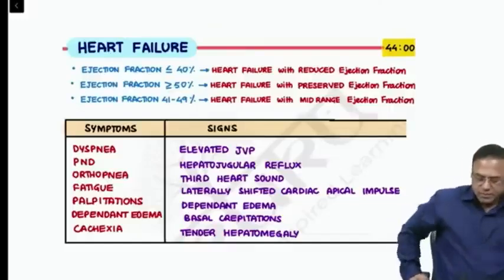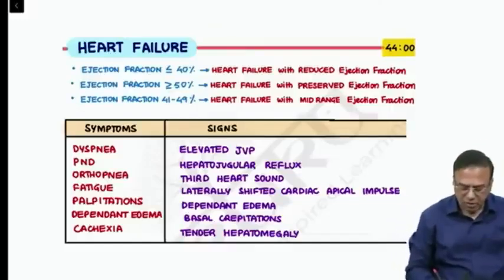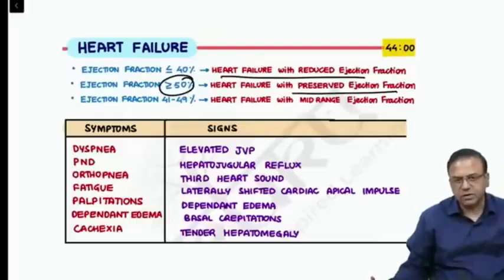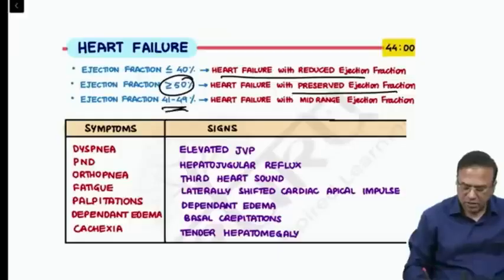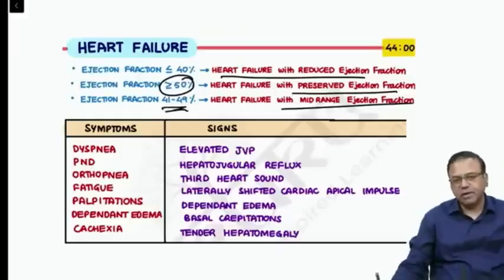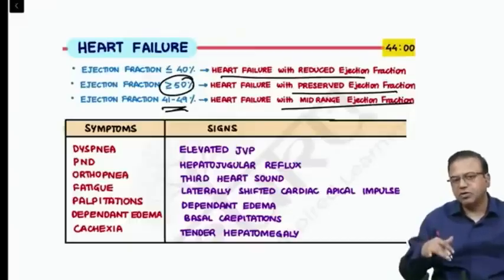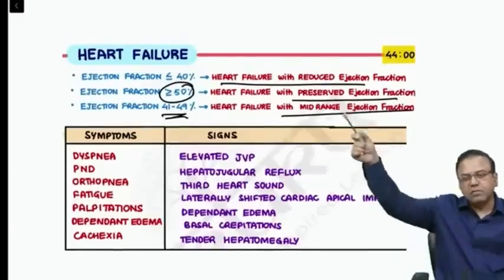It's a mirror image. In heart failure, an ejection fraction below 40% is heart failure with reduced ejection fraction. Above 50% is heart failure with preserved ejection fraction. And if the ejection fraction is in between, it's called mid-range ejection fraction. So some students have the wrong idea. They think heart failure means ejection fraction should be low. No. Heart failure can be anything.